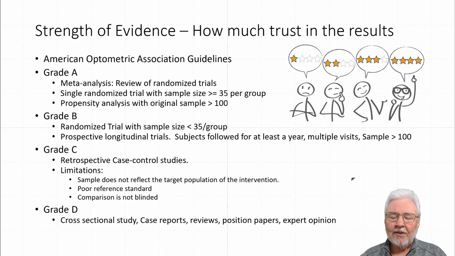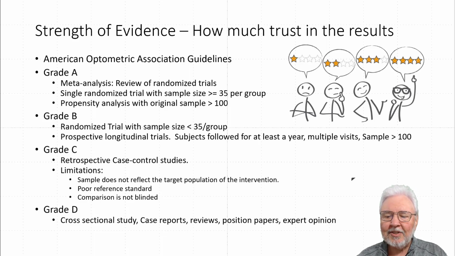And finally, there's the lowest level, the grade D. That's like a cross-sectional study. It's basically a survey. If you read a survey and it's a cross-sectional snapshot of where people are, it's not that it's worthless, but in terms of establishing cause-effect relationships measured at the same time, it's not very useful for that. Case reports, again, it's good to see what people's experiences are, but it's a little hard to generalize that to yourself in your cases.